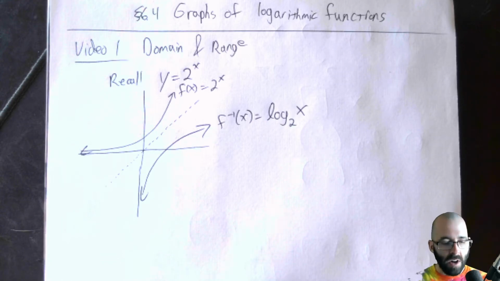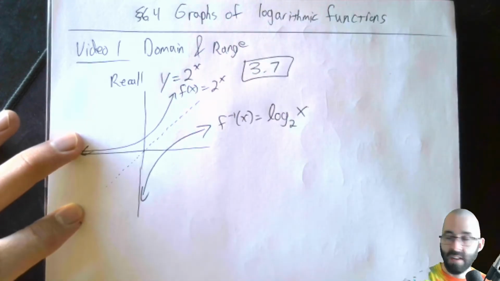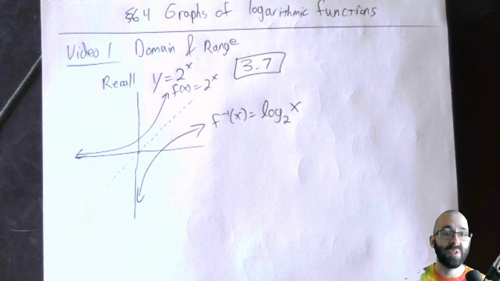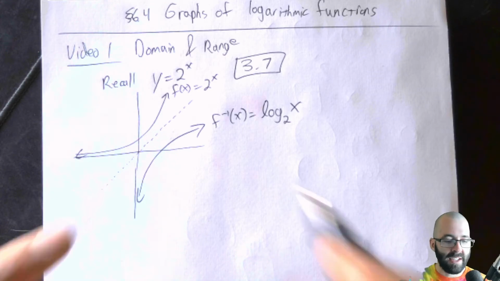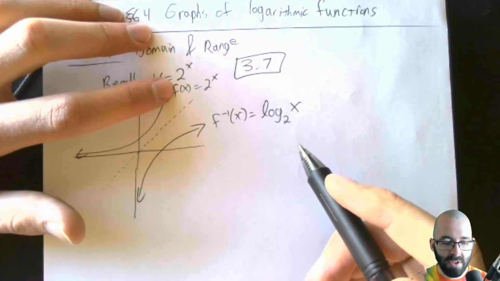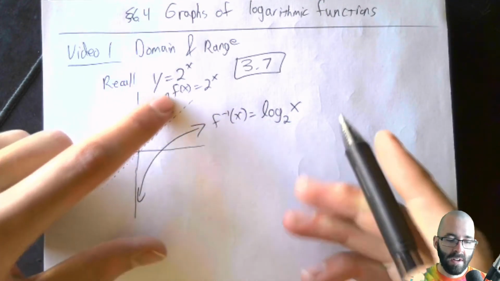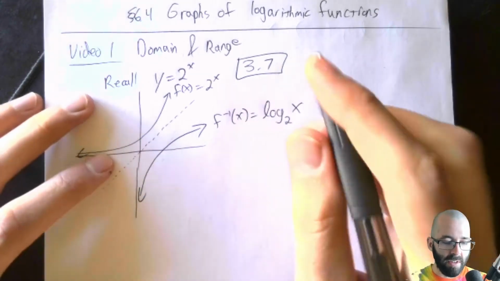Okay. Also remember that, again, 3.7 is huge. Go back and review it. Look at some of the homework problems. Watch the videos again if you need to. It's going to help a lot in this chapter. Okay. And one of the things that we said there is that the domain of a function is the range of its inverse. Okay, the range of the logarithm is all the y values for the logarithm.